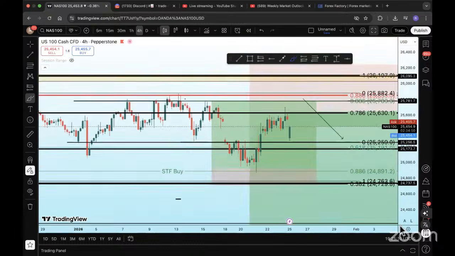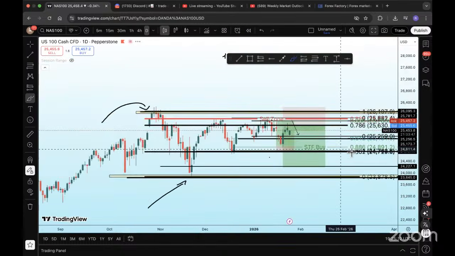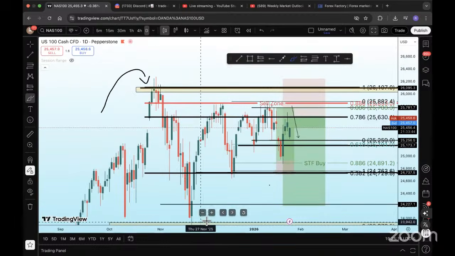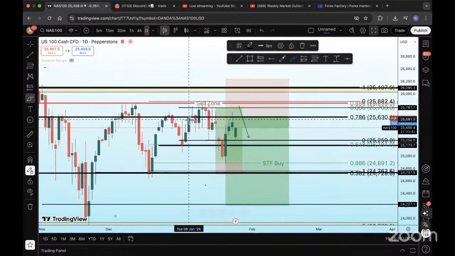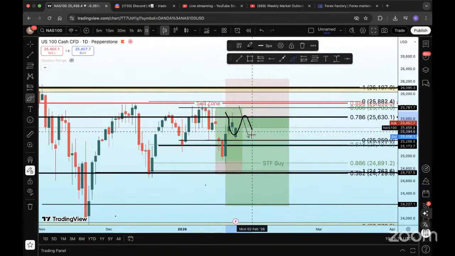No, I don't have any of these charts clean. I've annotated all these. But we'll see later in the week if we get stuck at this range right here. This is on the daily.